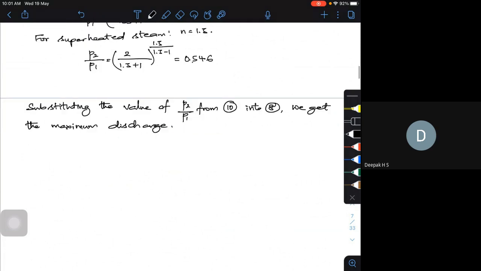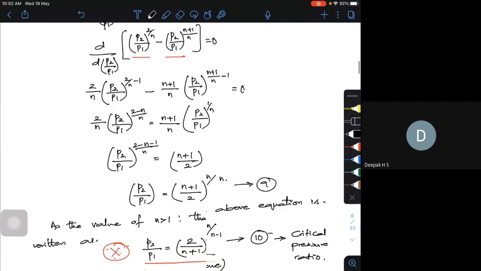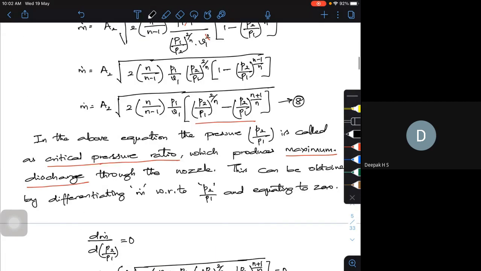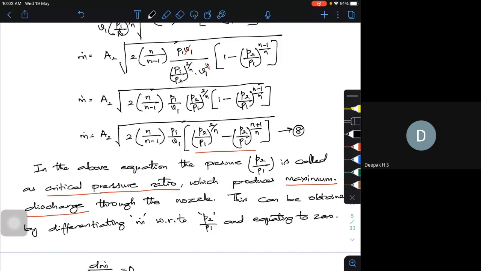That means m dot max is equal to A2 times the square root of 2 into n by n minus 1 into P1 V1. If I want to write it as P1 V1, I can take V1 outside. So V1 squared, if I multiply in the denominator, I can take V1 outside. This is one way, or I can write it as V1 by V1, whatever it may be. So I can retain the same expression.